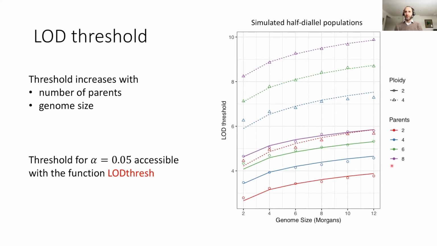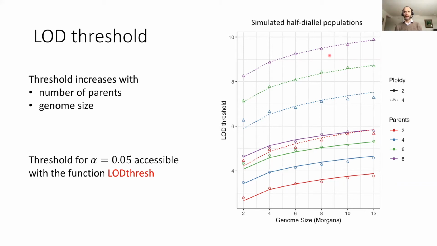As you increase the number of parents in the diallel, from red to purple going up, we also have higher LOD scores being observed just by chance, and so you have to increase the threshold for that reason. If you look at the gap as you go from 2 parents to 4 or 4 to 6, these solid lines are the diploid case, but it's similar for the tetraploid case. It's almost linear. It's actually not quite, but the change in the LOD threshold as you go from 2 to 4 is slightly more than the difference as you go from 4 to 6 and so on.